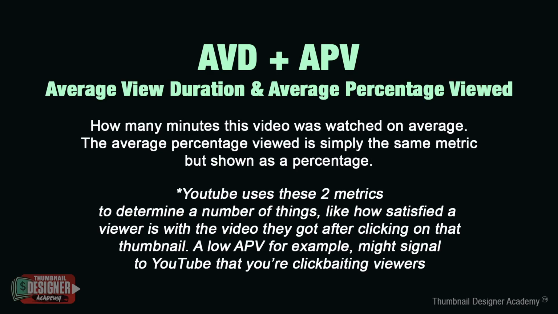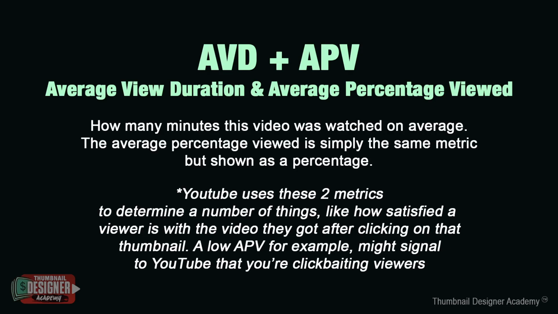So now let's talk about average view duration and average percentage viewed. These are two metrics that people, actually YouTubers, can find within their YouTube dashboards. Average view duration indicates how many minutes the video was watched on average. On the other hand, the average percentage viewed is simply the same metric but shown as a percentage. So if a 4-minute video was watched on average for 2 minutes, that's a 50% average percentage viewed because 2 minutes is 50% of 4 minutes.